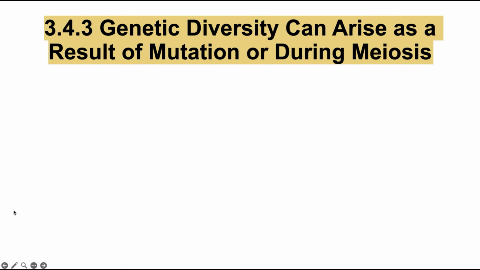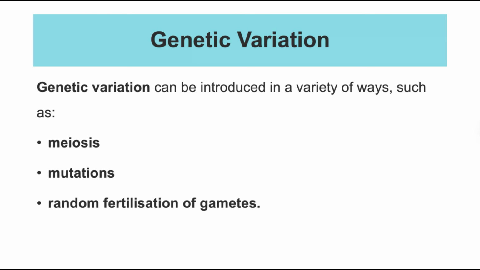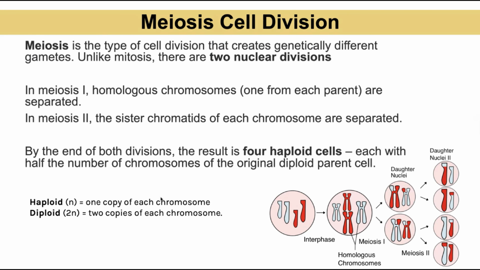Next then we move on to 3.4.3, genetic diversity, and this is looking at mutations and meiosis. So genetic variation can be introduced in these 3 ways: through meiosis, mutations, and random fertilization of gametes. Meiosis is the type of cell division that creates genetically different cells, which are the gametes, so sperm and egg cells. And unlike mitosis, there are 2 rounds of division.